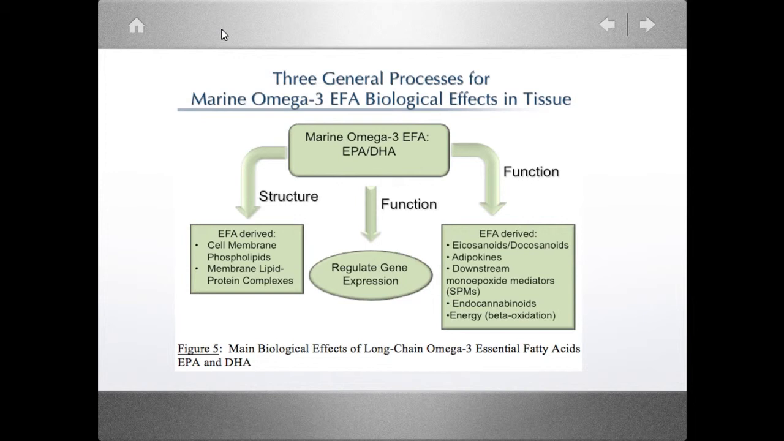Omega-3 fatty acids, the primary fatty acids that get the most attention, are EPA and DHA, and notice that they regulate gene expression. They also have derived substances like eicosanoids, which have signaling effects, and they also help with structure, such as the cell membrane.